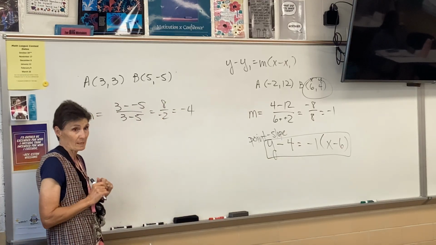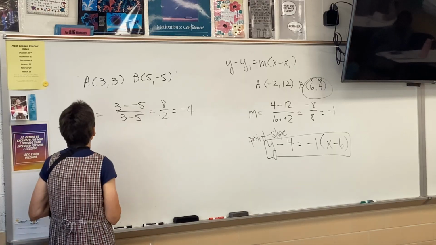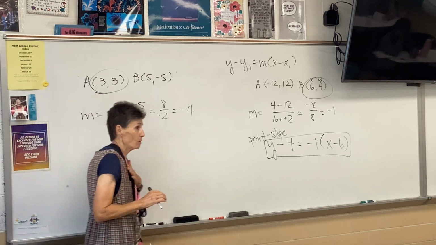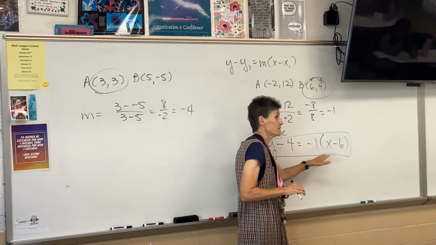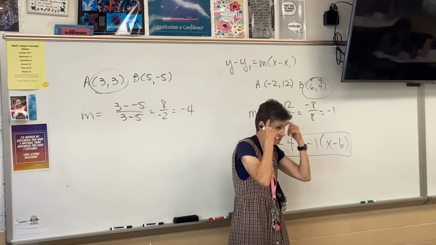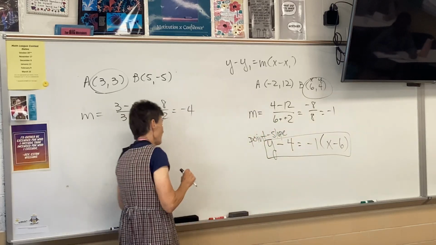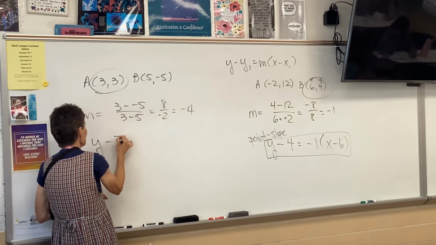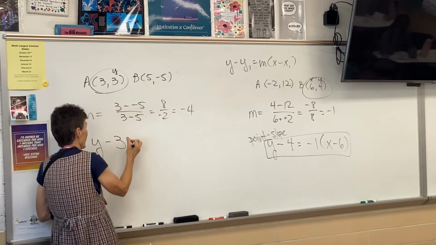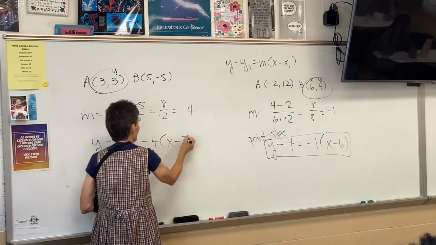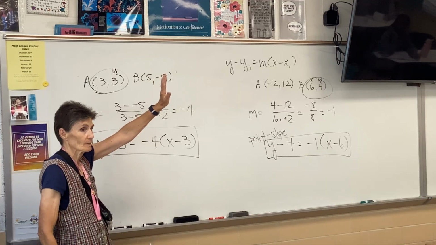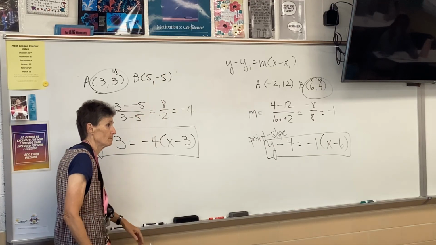Then you picked a point, I hope. What point did you pick? The first one. Does it matter? No. Now, if you picked a different point, will your answer look a little different? Yes, but that's okay. Pick a point, y minus the y coordinate equals negative 4 times x minus the x coordinate. Now, they happen to be the same, but that's your line. How many of you got that? Perfect. We are well on our way. Let's go.